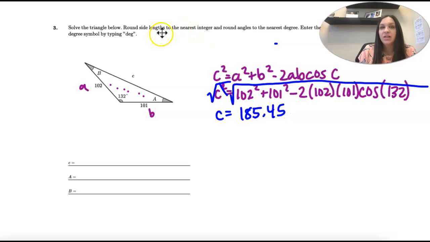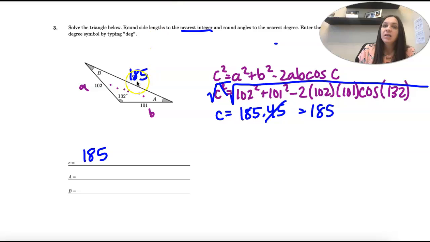185.45, but it's telling us to round to the nearest integer. An integer is just a counting number. 1, 2, 3. Basically, no decimals. Since it's 0.4, it's just going to be 185. Okay?